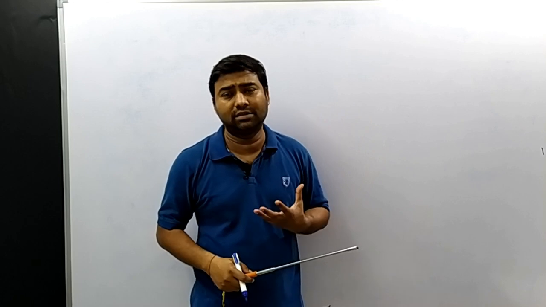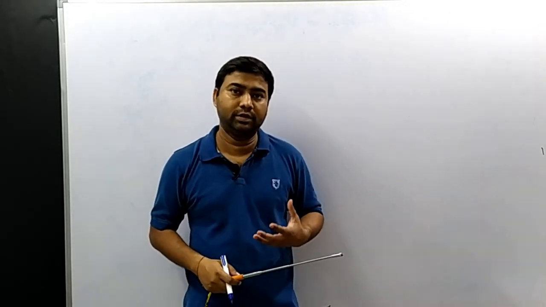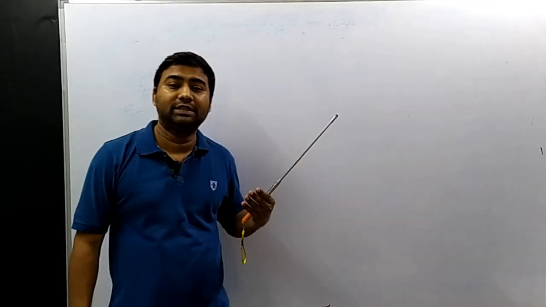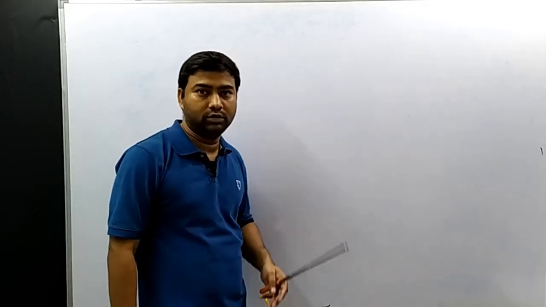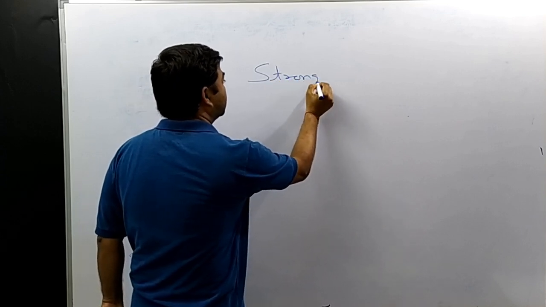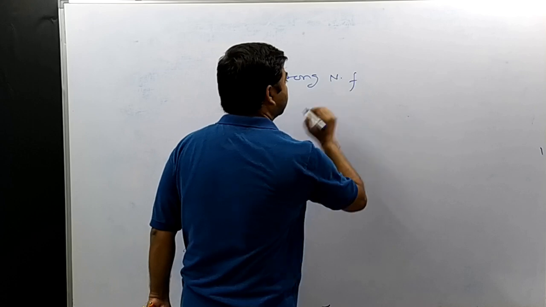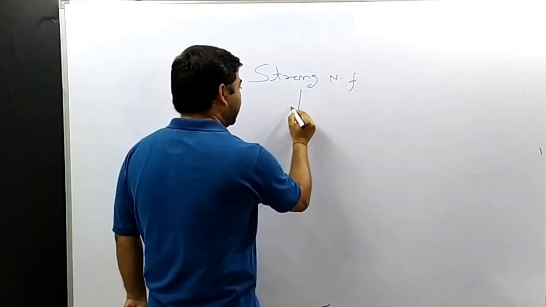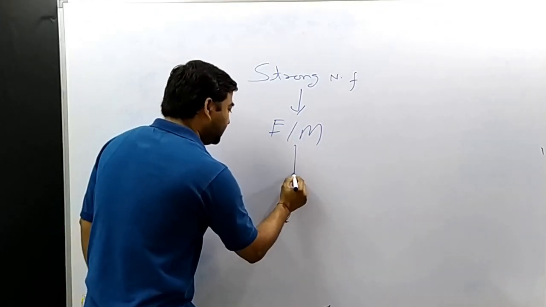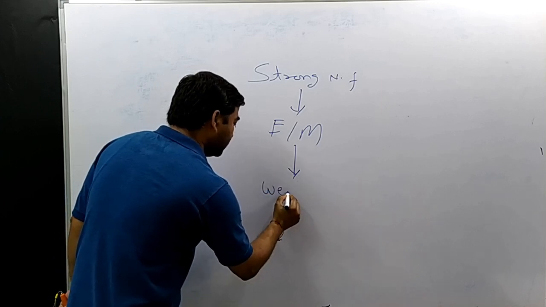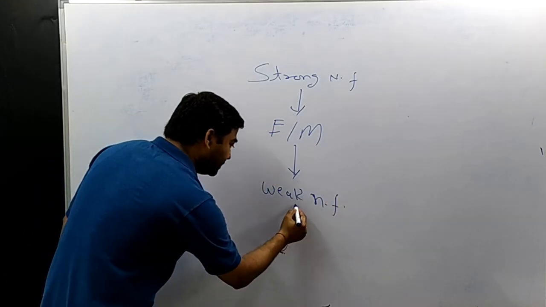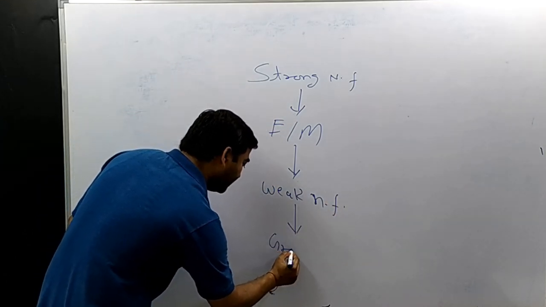As we have discussed the four basic forces of nature based on modern theory, now we will discuss the order of strength of these four basic forces. The strongest force is the strong nuclear force. Second is the electromagnetic force. Third strongest is the weak nuclear force. And the weakest force is the gravitational force.